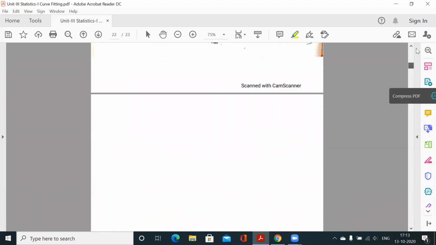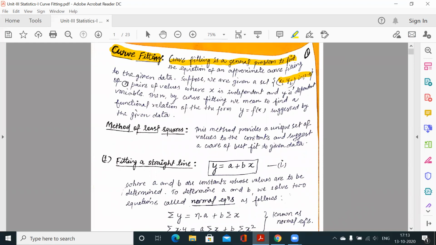So this was about the first topic, curve fitting in statistics. This is Unit 3, the first topic, curve fitting. So in the next lecture we will discuss the next topic, correlation.